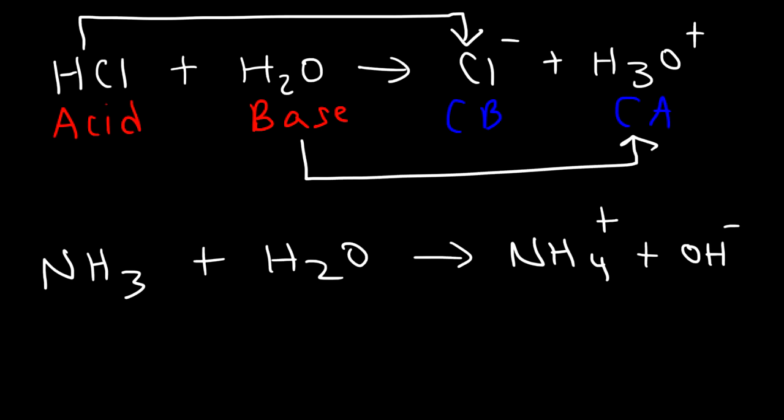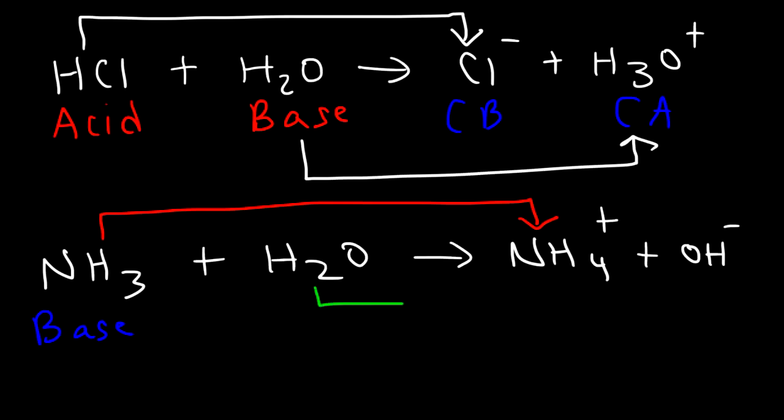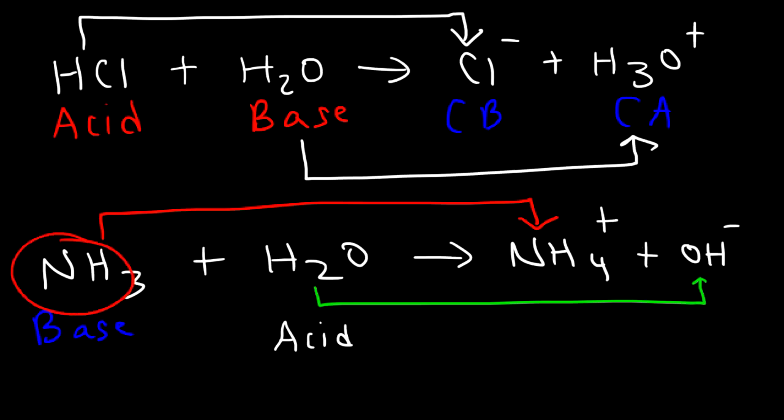Notice that NH3 gained a hydrogen, turning into NH4+. So therefore, it's the proton acceptor, which means NH3 is the base in this example. Water lost the hydrogen, so water was the proton donor. It gave away a hydrogen, which makes it the acid. Now the base is always going to turn into the conjugate acid because we added a hydrogen to it. So NH4+ is the conjugate acid, which means hydroxide has to be the conjugate base because water lost the hydrogen to make it.